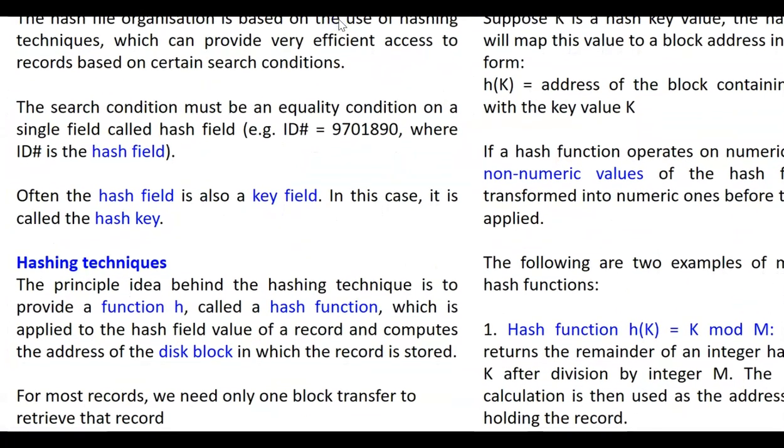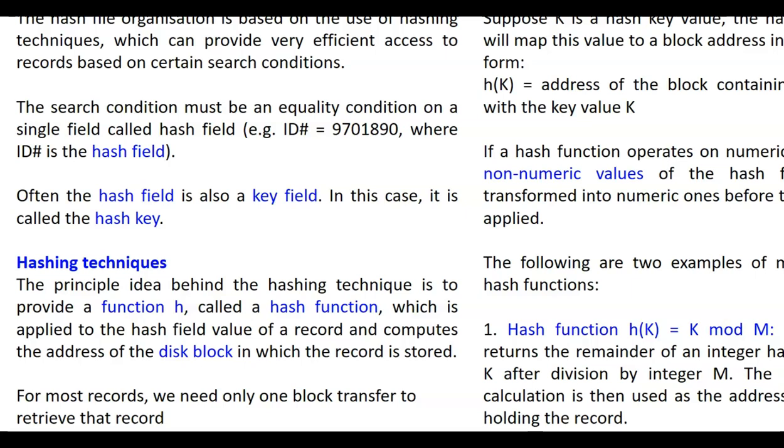So the principal idea behind this hashing technique is to provide a function, which is a hash function, which is applied on the hash field or the hash key of a particular record, and it computes the address of the disk block where that record is stored. So you have a hashing function, and this hashing function is applied to your hash field. For example, this could be your hash field. Then it computes for you the address where the disk block is for that particular record that you are searching for.